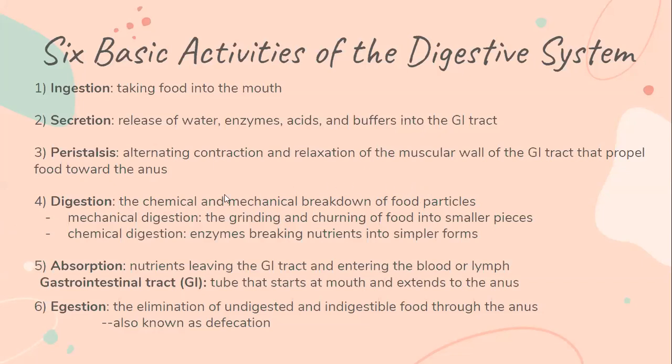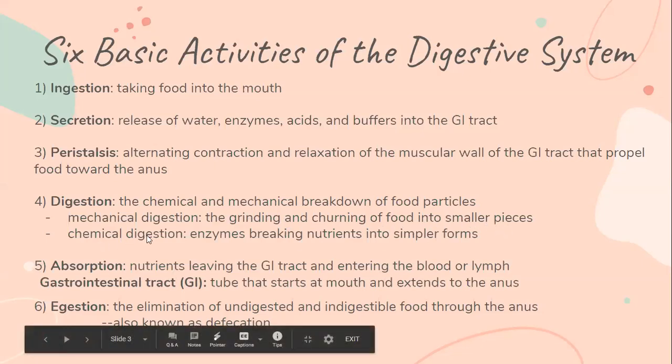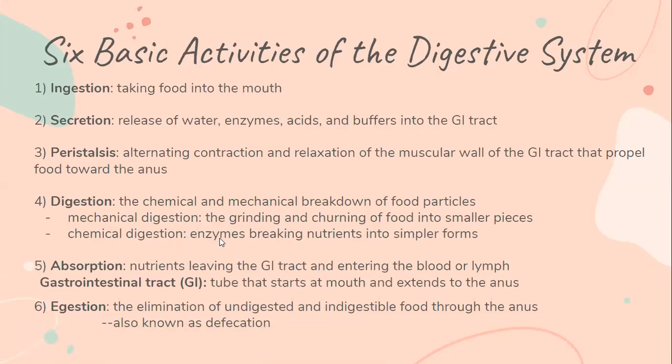Fourth is digestion, probably the most obvious one, which is the chemical and mechanical breakdown of food particles. So mechanical digestion is the physical, the actual grinding and churning of food into smaller pieces. And chemical digestion is enzymes in your stomach and your digestive system that break down the nutrients into simpler or smaller forms. The way I remember this is mechanical is physical, like grinding and churning your food, and chemical is more complex things like enzymes breaking down nutrients chemically, so not physically.